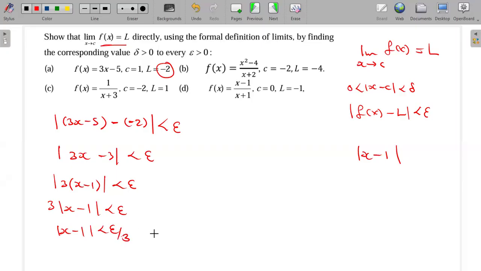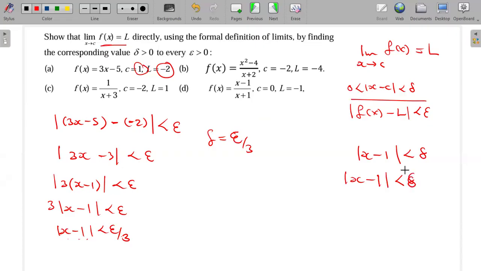Now from here, what is that corresponding delta? From what we have here, you're just choosing your delta to be epsilon over 3. As you can see, this is x minus L, but according to the definition, x minus c is less than delta, where we replaced our c, which is 1. So it makes sense that we choose delta to be epsilon over 3. To prove it, when you put it back here, you have x minus 1 less than delta.